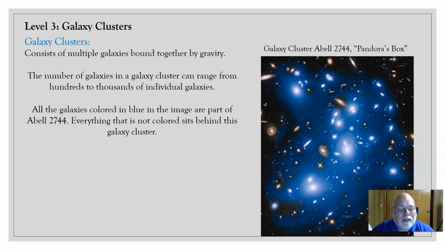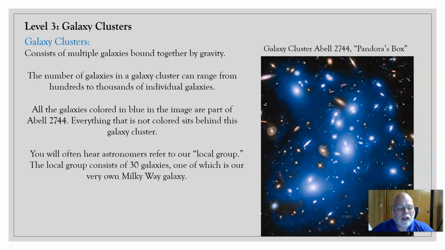Now, I do want to point out that a lot of times astronomers will refer to our local group. Well, what's the local group? The local group consists of about 30 galaxies, one of which is our own Milky Way galaxy, that are bound together gravitationally the same way this Pandora's box over here is. The Andromeda galaxy is the galaxy that's nearest to us. Based on the motion of those galaxies, the two galaxies are actually going to pass through each other way far off into the future. But they're on a collision course right now.